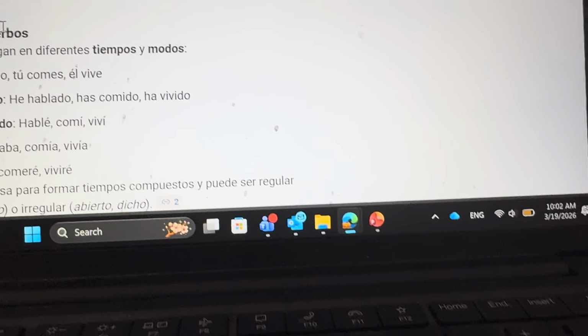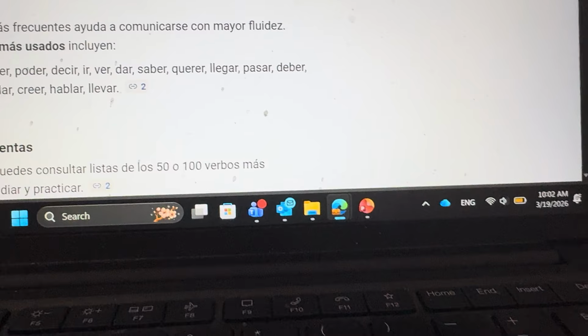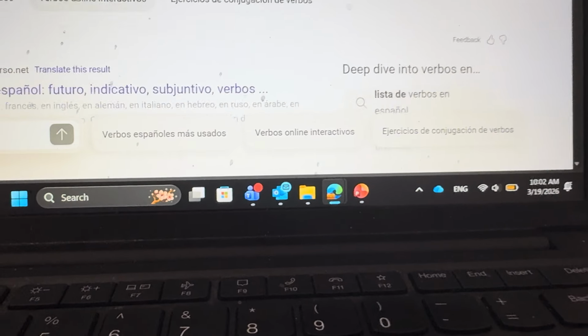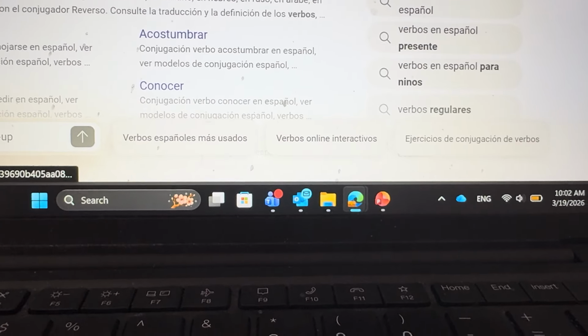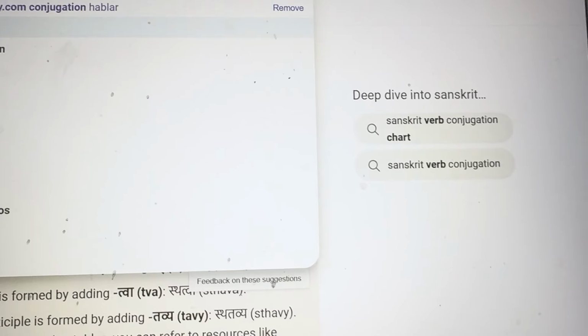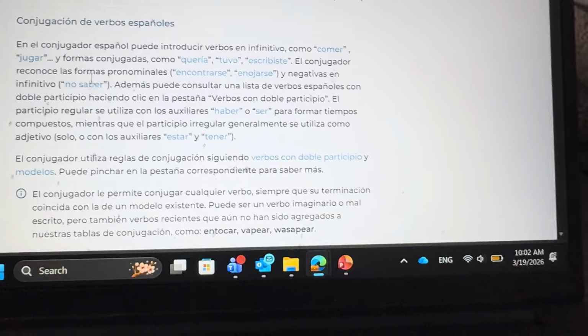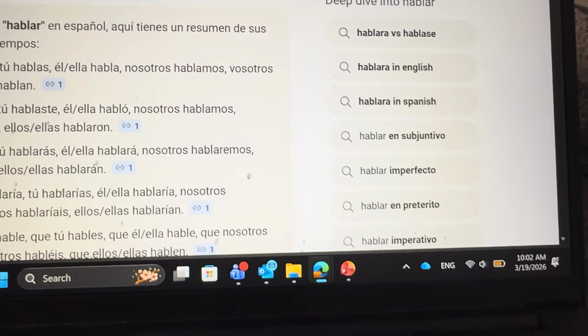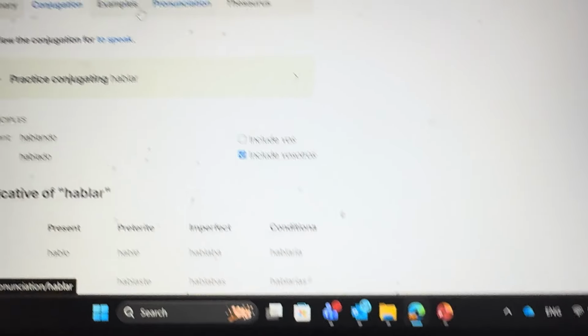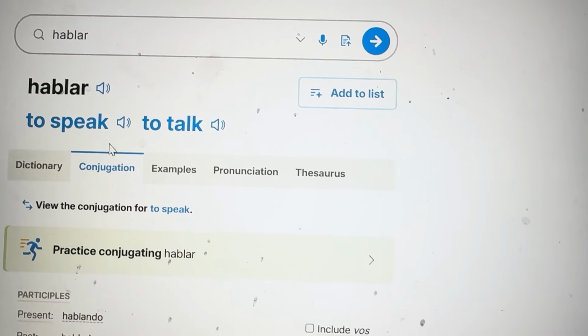So for example, if there's a verb, let's say hablar, which means to speak. In Spanish, hablar means to speak. How will you conjugate that verb in Spanish? Now I told you there are three kinds of verbs: verbs that end with AR, verbs that end with ER, and verbs that end with IR. So hablar means to speak, to talk.